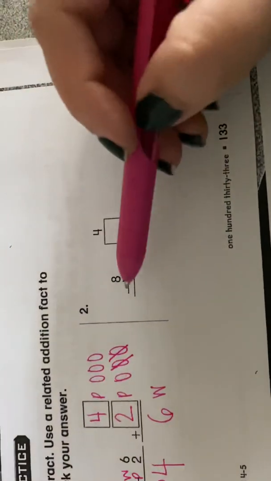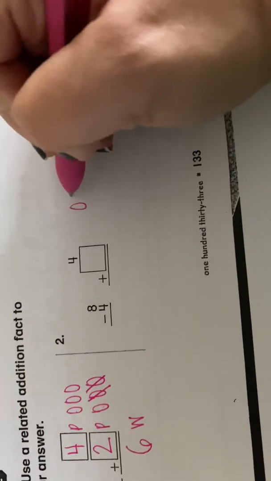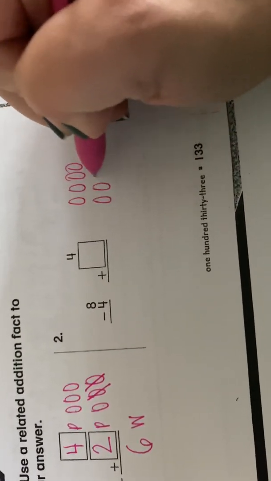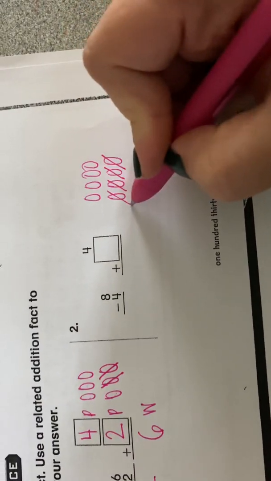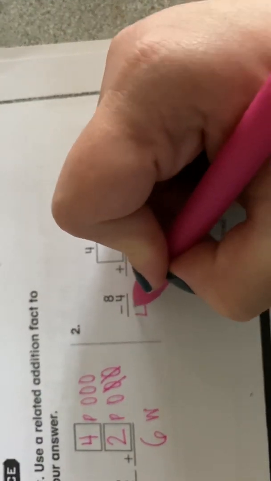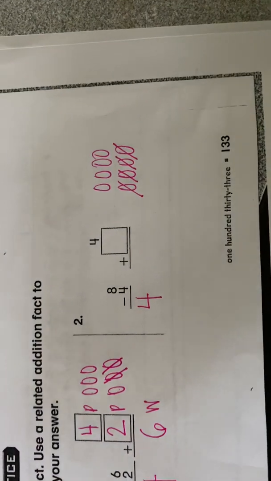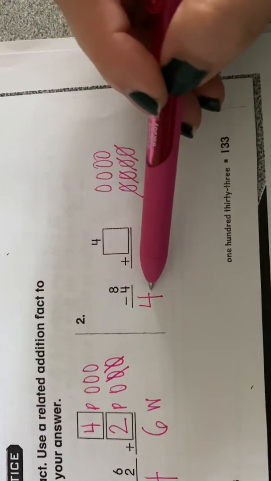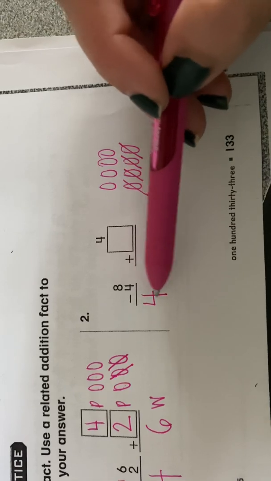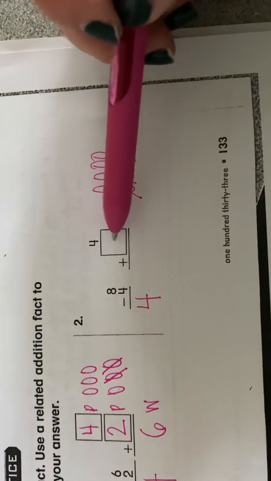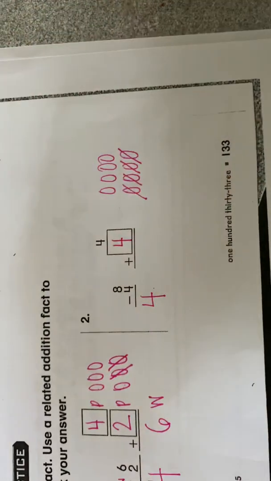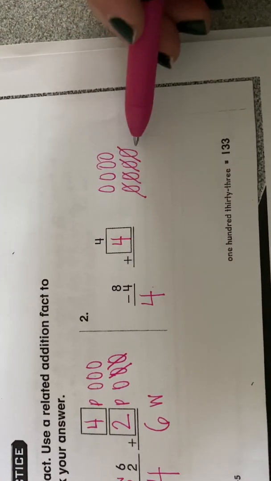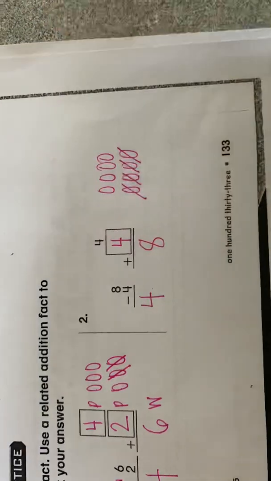Number 2, 8 minus 4. So we're going to draw 8. Take away 4. And that leaves me with 4. Again, we have whole, part. That flips around to part, whole. So 4 and 4 are my 2 parts that when added together make 8.